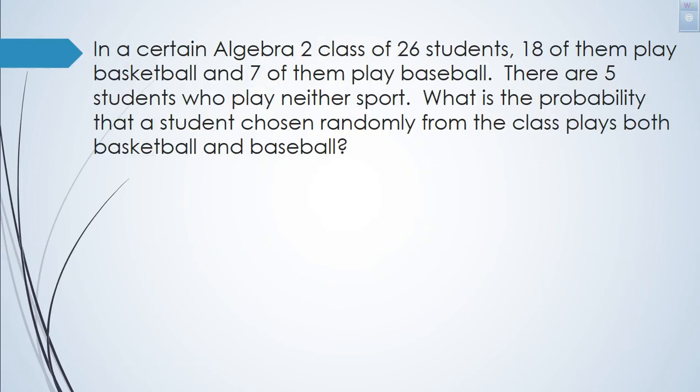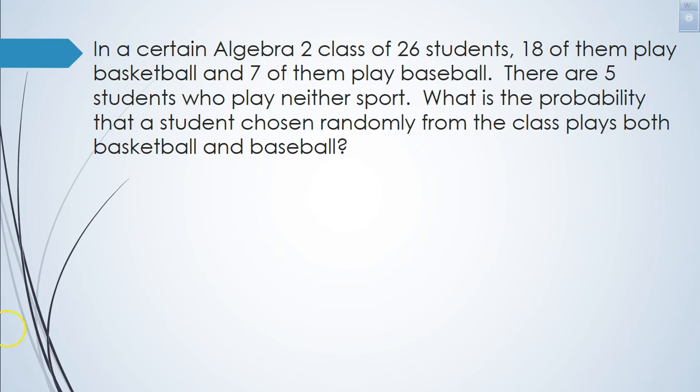The first one here is a certain Algebra 2 class of 26 students. In a certain Algebra 2 class of 26 students, 18 of them play basketball and 7 of them play baseball. There are 5 students who play neither sport. What is the probability that a student chosen randomly from the class plays both basketball and baseball?